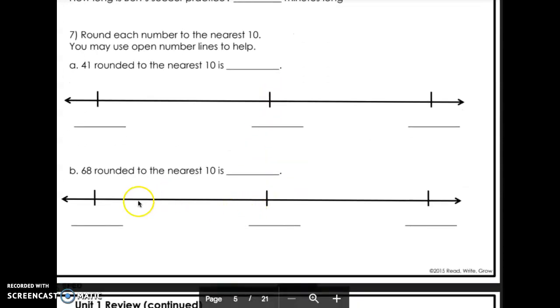You're going to do the same thing for 68. Rounding 68. 60 is going to be here. 70 is going to be here. 65 is between 60 and 70. So where is 68 on this number line? Would it be over on this side or over on this side? If it's here, then it would be closer to 60. If it's here, then it would be closer to 70. Put your answer right here. Make sure you put your answer right here as well.